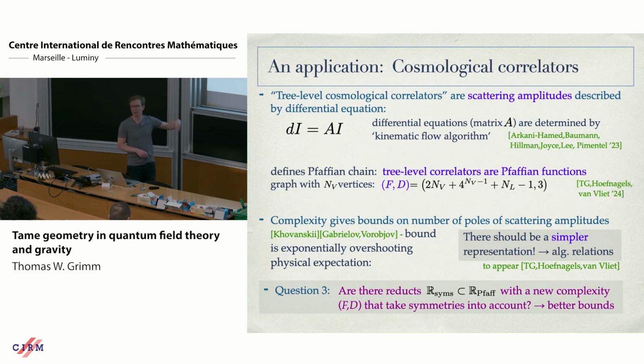I don't know. So I replaced it with something else, which I would also be curious about, because I think it is one of the missing steps: there should be some substructures of this Pfaffian structure where symmetries of the problem are taken into account, and there is some notion of complexity which gives you better bounds on the number of poles or zeros. At least that would be my expectation, because that's precisely physically where this comes from.